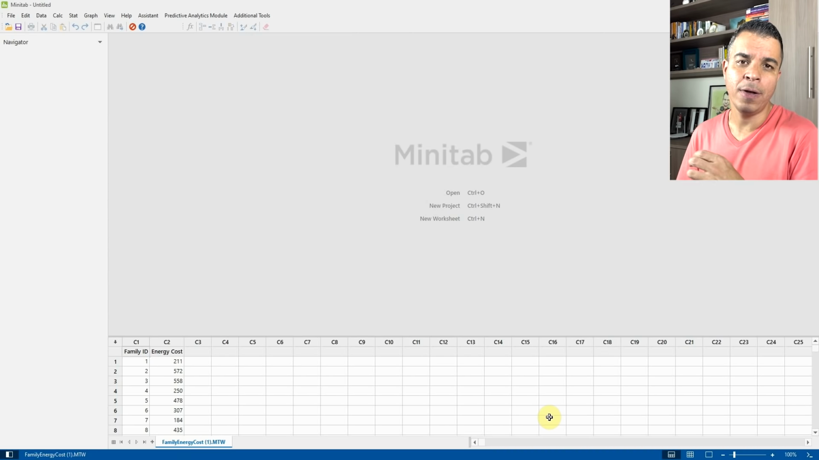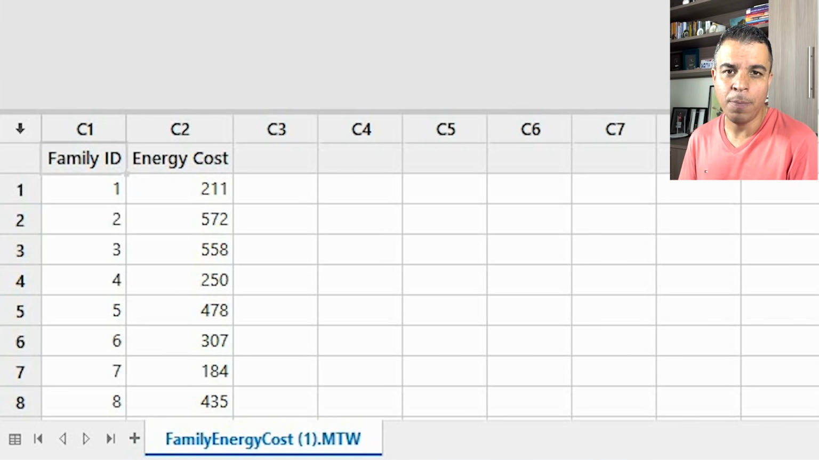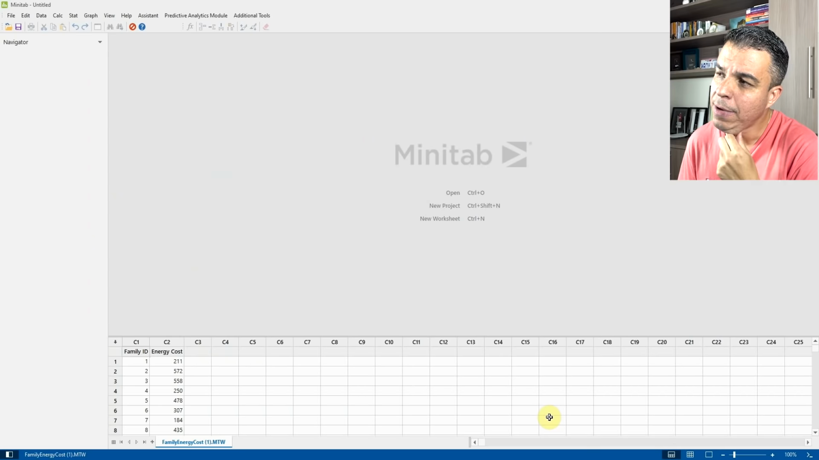So I have energy cost, sample size is equal to 25, and I do have a baseline from previous year that is $200, okay? And I want to check if the projected population mean is different from this baseline $200.